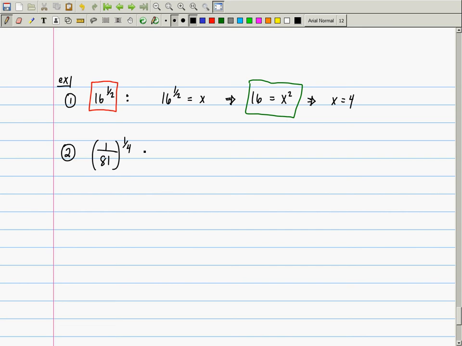So then, for example, 1 over 81 raised to the 1/4. What do you think? We could say, well, I'm not sure what that is, so I'll call it x: 1 over 81 to the 1/4 equals x. Now this is just a math sentence, and it has the same meaning as this math sentence: 1 over 81 is equal to x to the 4.